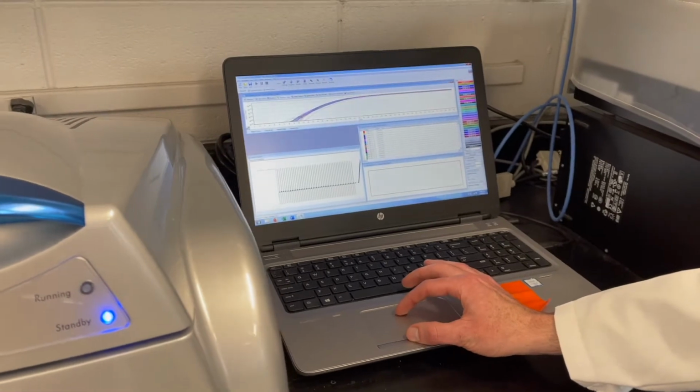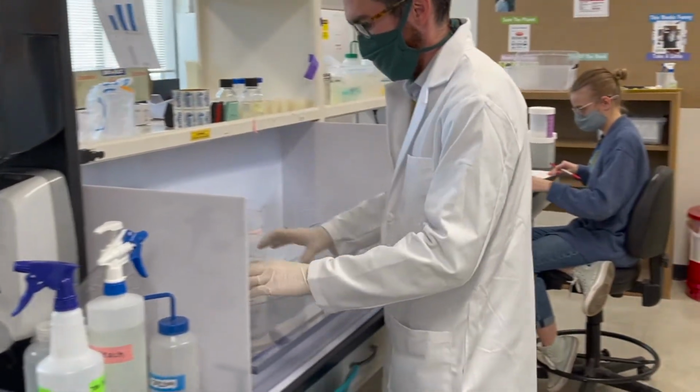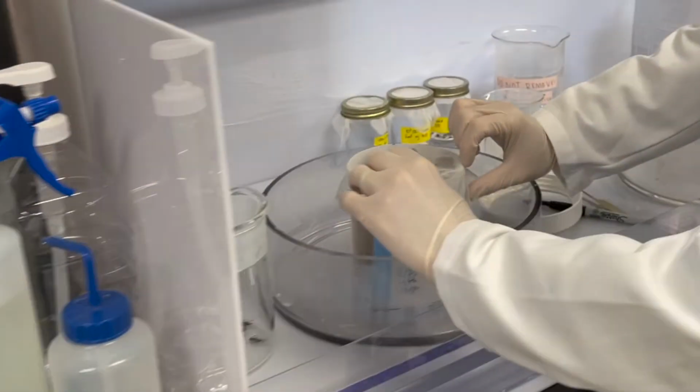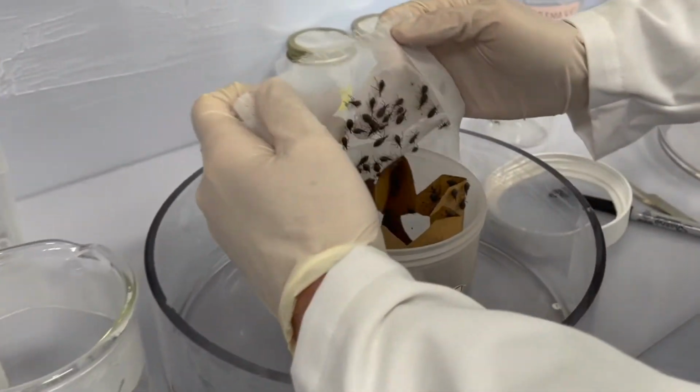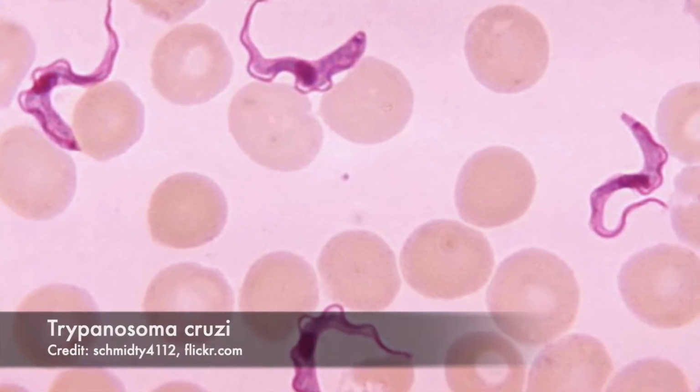Kevin Vogel, an entomology research professor at the University of Georgia. His research with these kissing bugs will provide findings vital to the control of this harmful disease. So Chagas disease is a disease that's caused by a parasite, Trypanosoma cruzi, and it's a eukaryotic pathogen, so it's not a bacteria, it's not a virus, it's a eukaryote like us.